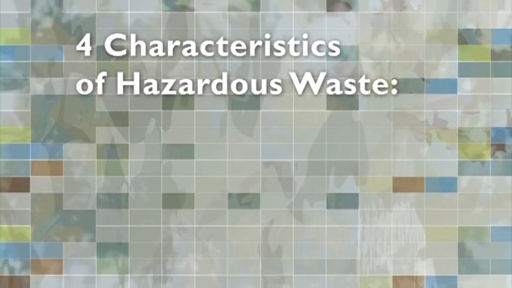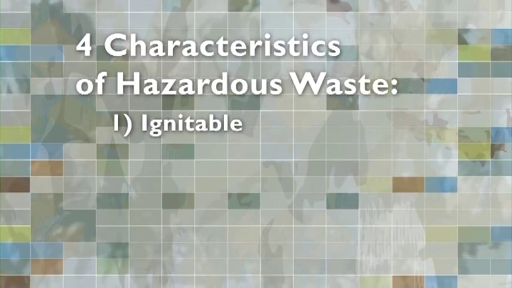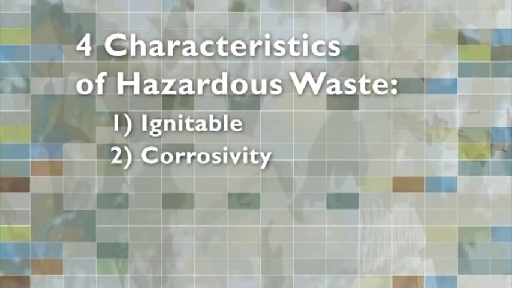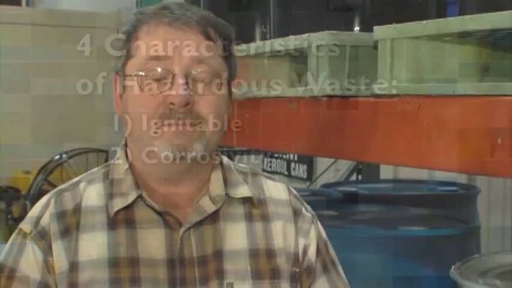Well, there are 4 distinct characteristics that we utilize. One of them is ignitable. If the waste can be ignited, which means that it could be flashed into burning, if it has a flash point of under 140 degrees Fahrenheit. Okay. The next characteristic would be corrosivity, corrosive. Oh, okay. It's kind of self-explanatory. It's like a battery acid, something to that effect.